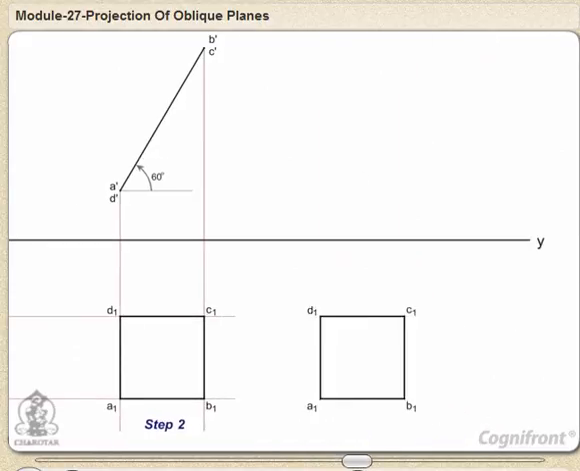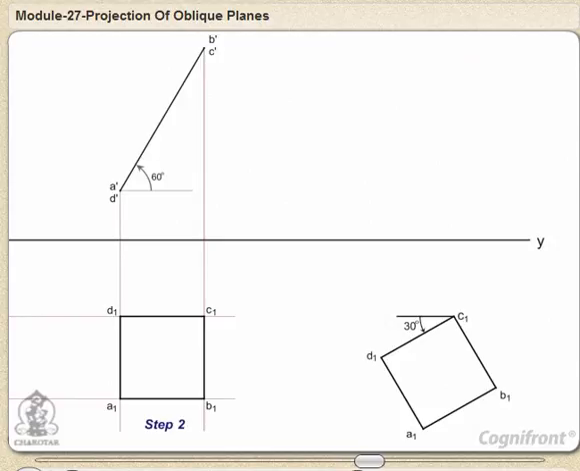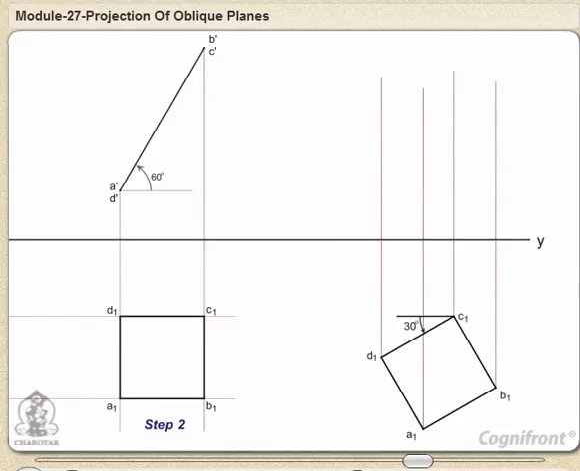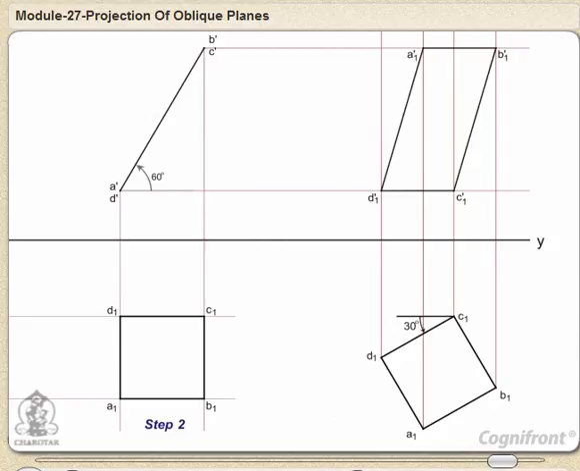Now rotate the edge D1C1 of the top view by 30 degrees, the angle of inclination of the plane with the VP, and reproduce it as shown. Draw projections from A1, B1, C1 and D1 to intersect the horizontal projections from A'D' and B'C' to get the points A'1, B'1, C'1 and D'1. Join the lines A'1, B'1, C'1, D'1 to obtain the final front view of the given plane surface.